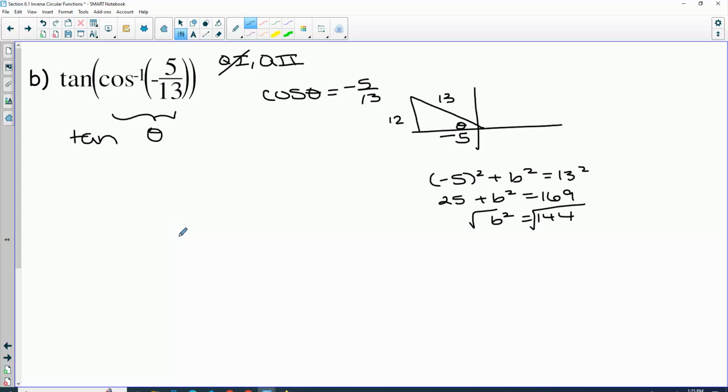So now tangent of theta, opposite over adjacent, 12 over negative 5, or negative 12 fifths. Any questions on that? So that is actually the end of section 6.1.